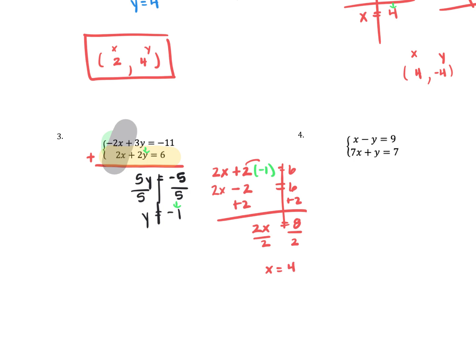So then I'm just going to put that as my coordinate point. So I have a 4 and I have a -1. Remember that this is my x and this is my y. So that's what order they have to go in.